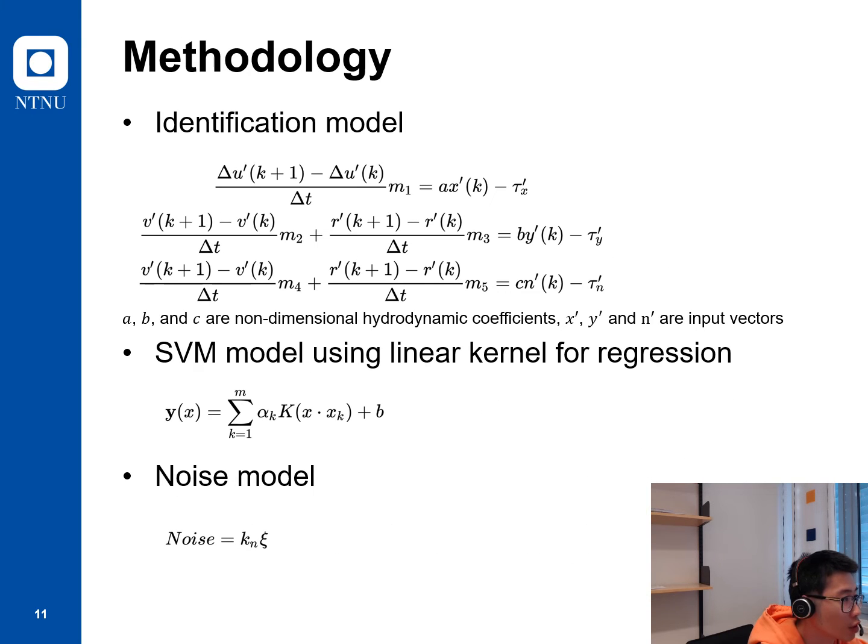And by using the velocity difference method, we can finally obtain the identification model as shown on the top. A, B, and C are non-dimensional hydrodynamic coefficients. X prime, Y prime, and N prime are input vectors which contain the information of velocity components and rudder angle. The SVM model using linear kernel for regression is also provided here, which can be used to identify the hydrodynamic coefficients from the above structure.